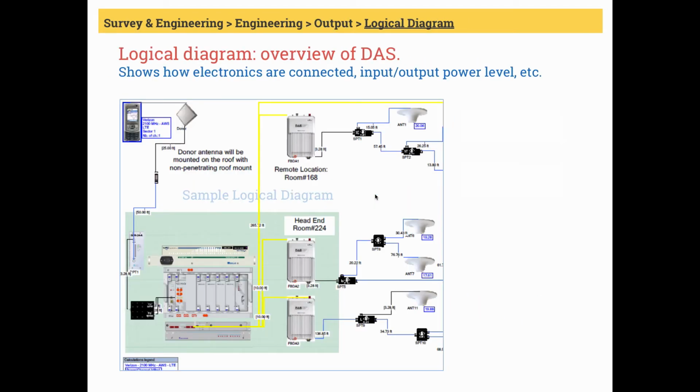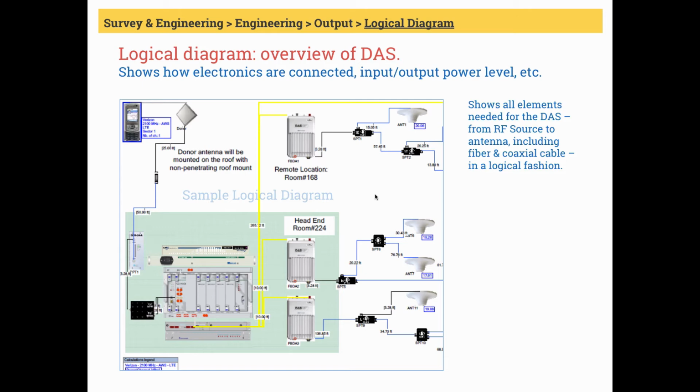Let me give a quick introduction to the logical diagram. The logical diagram provides an overview of the DAS from the head end all the way to the antennas. It shows how they are connected, input and output power levels, etc. I'm showing a sample logical diagram here. So, a few attributes of note. It shows all the elements needed for the DAS.